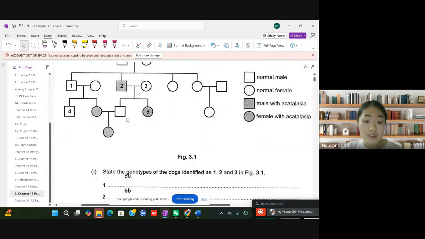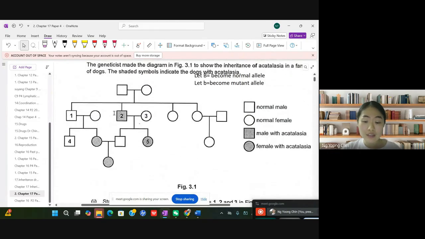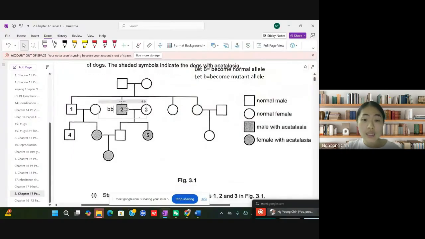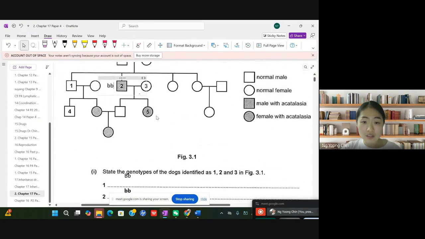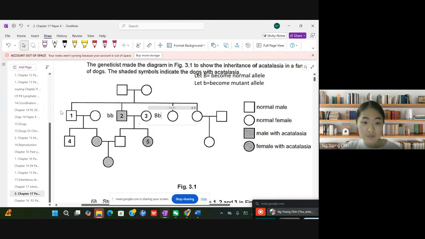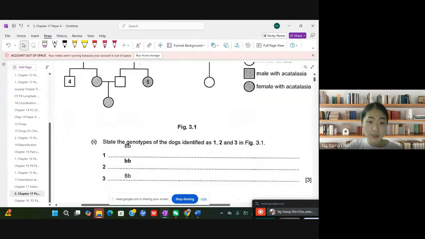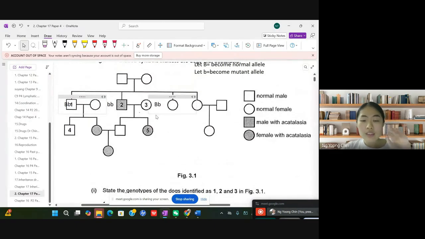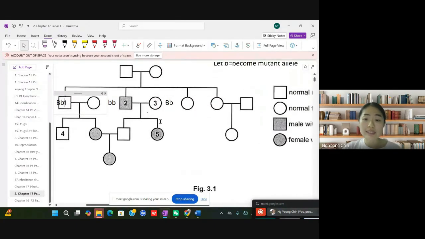Okay, so number 2. Since you have the acatalasia, it's a small b. This one is small b. Then how about this 5? The 3 is bb. Then number 1, maybe you can write, is bb also. So how you can make a conclusion is like this.